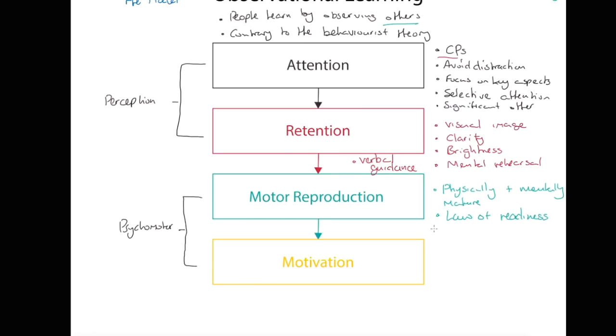The other thing about motor reproduction is it really helps if we develop understanding with the athlete. Now, this is where operant conditioning fails, of course, because it doesn't develop understanding.